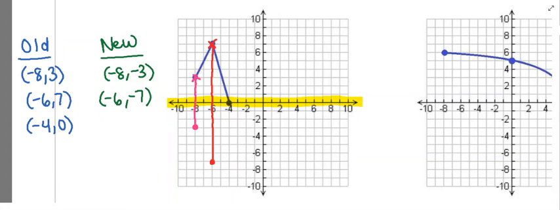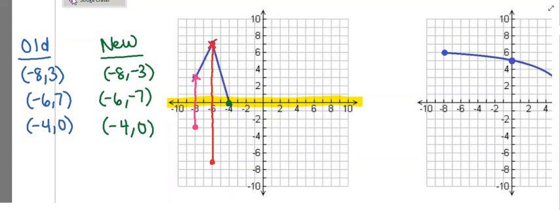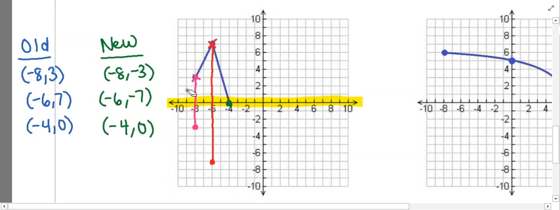And then lastly, I'm going to move the point that is at negative 4, 0. This one's a bit different. This point is actually on the x-axis, so it's on the yellow line. When you fold the sheet of paper on the yellow line, that point doesn't go anywhere. So it's going to stay put at negative 4, 0. Each of our 3 emphasized points have moved and relocated somewhere else.